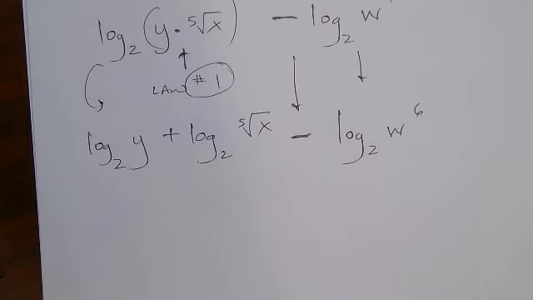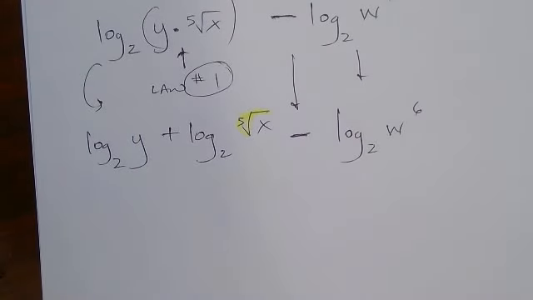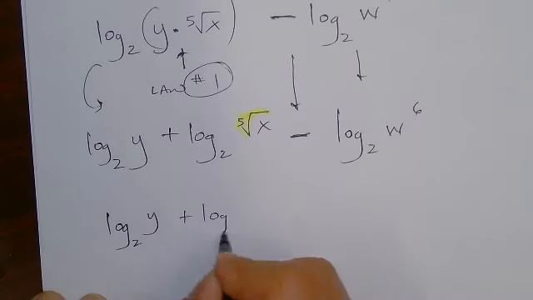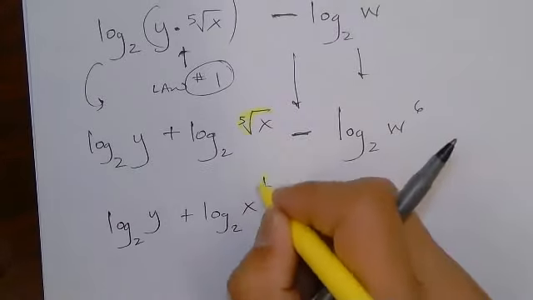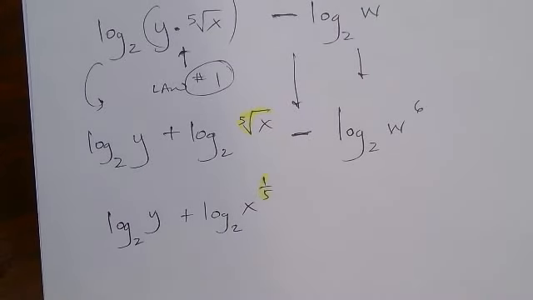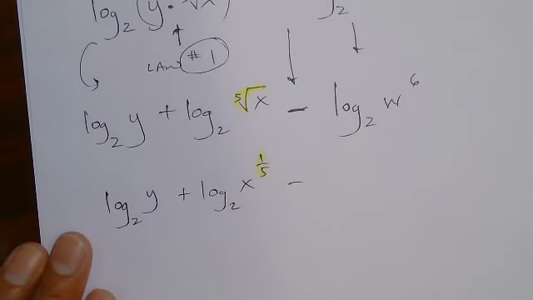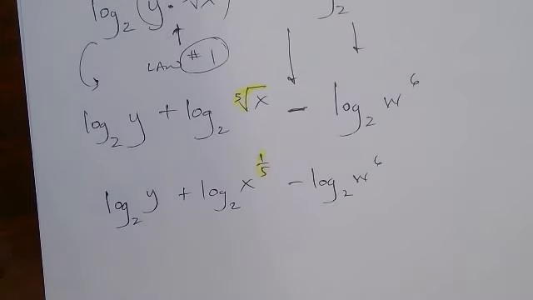Okay, just one little thing we need to clean up. What is it? This. We can only have exponents. We can't have roots. You can't have any of these radicals. What is that going to change to? That's going to change to log 2 y plus log 2, what is that going to be? X to the power of what? 1/5. Correct. Not 5. It's a fraction. It's 1/5. Okay. Minus log 2 w to the 6.